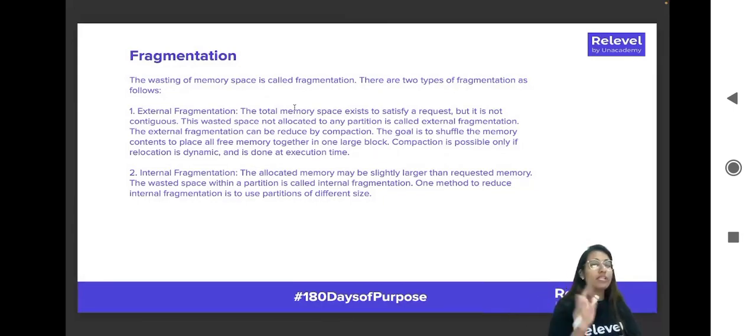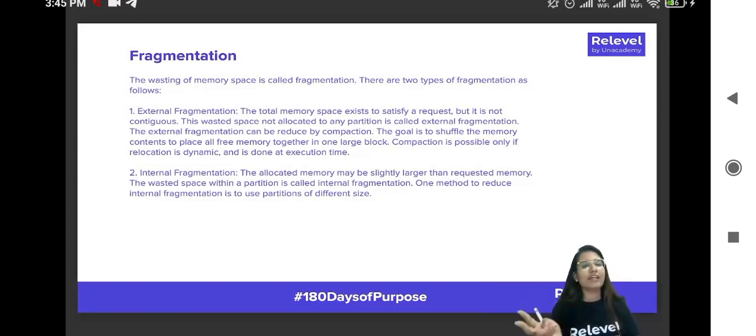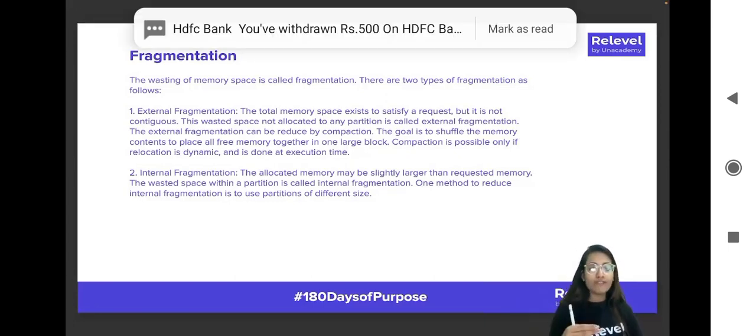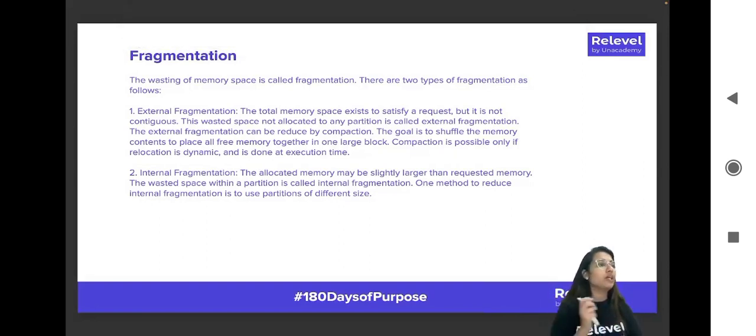Now, this wastage of space can also be of two different types. Before that, we'll focus a little on fragmentation. Fragmentation is the name given when there is a wastage of space in one of the partitioning techniques that you apply. The fragmentation technique is further divided into two parts: internal fragmentation and external fragmentation. Let's first talk about internal fragmentation.